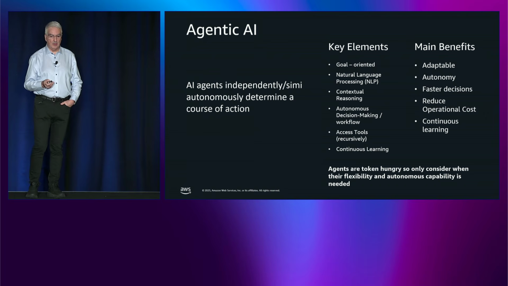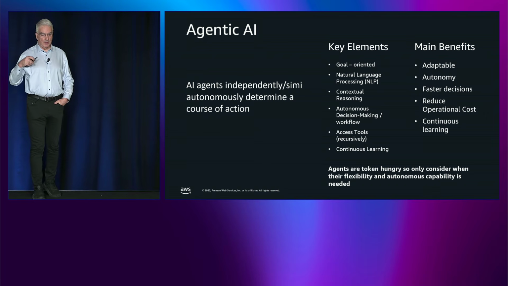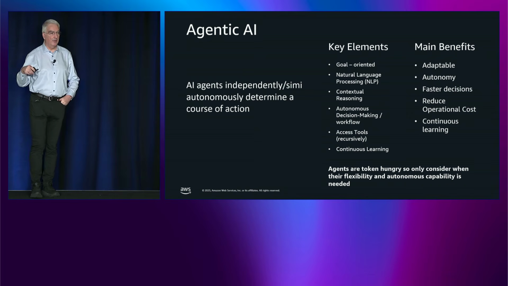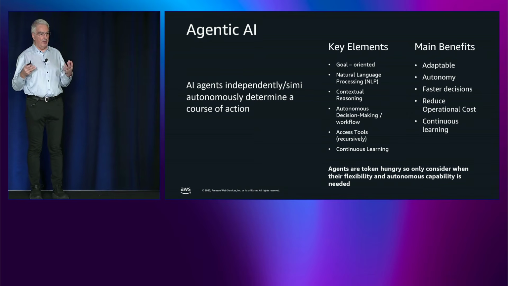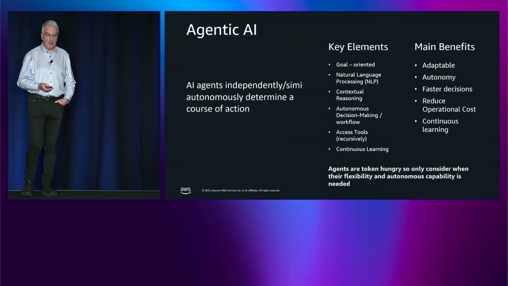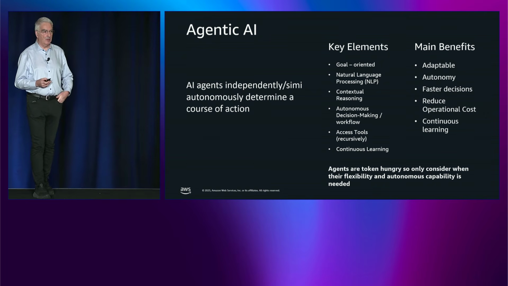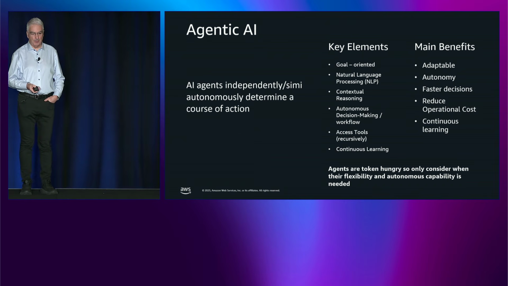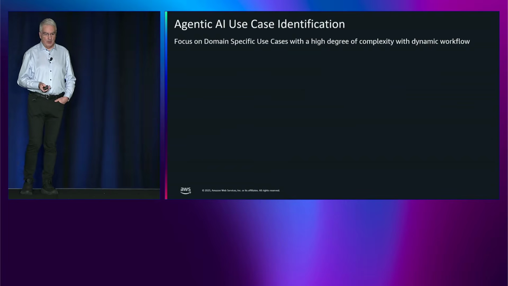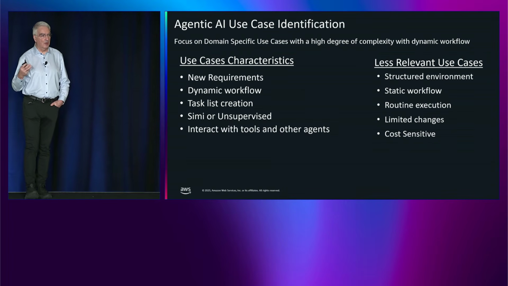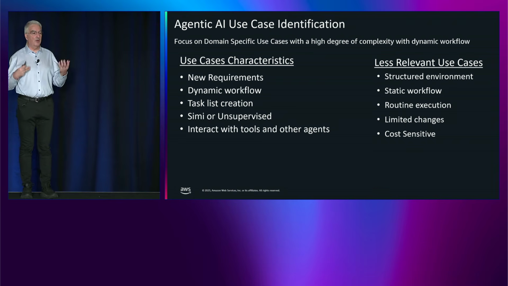And one thing to consider as an architect is agents are token hungry. So you only want to use an agent where you really have to. You don't want to have agents everywhere because they are very expensive to run in terms of tokens per second, etc. And the main benefits really are adaptability, autonomy, and faster decisions in processes that may have difficult workflows. Just trying to work out some guidance as to what use cases agents are good for, because we're not saying agents are good for everything.